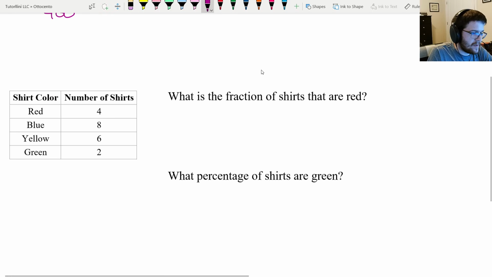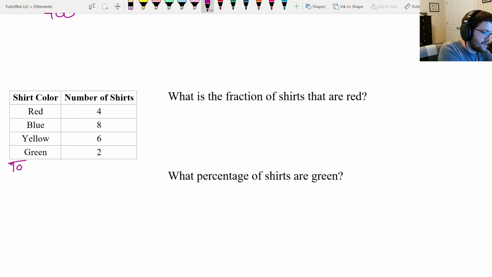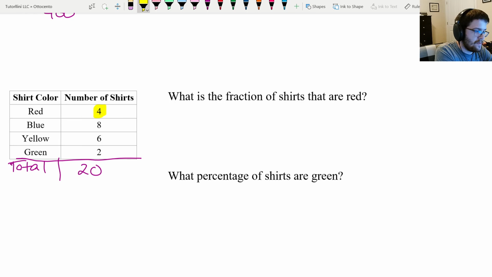All right, so this table on the bottom here. First off, when you see a table and a problem like this, you're going to want to add like a total row if there isn't one already, or at least write it down on your scratch paper. So here, we're going to add all those up, 4 plus 8 plus 6 plus 2, and we get 20. So what fraction of the shirts are red? So red would be 4 out of a possible of 20. So we're going to do 4 over 20.